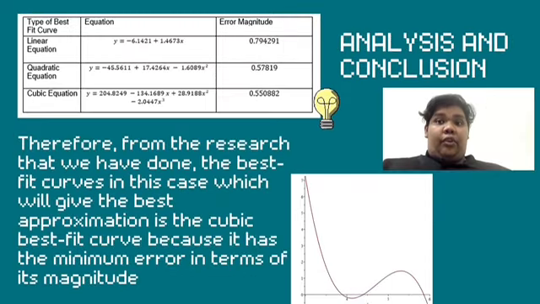For conclusion, as we calculated all the equations and error magnitudes for the three models, we conclude that the cubic best fit curve is the best because it has the minimum error magnitude. Hence, we end our research.